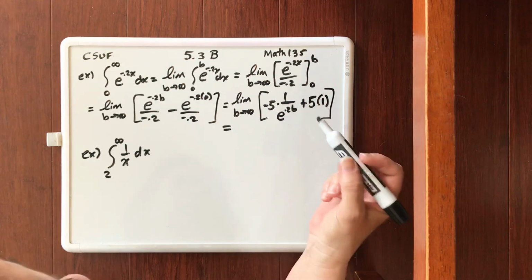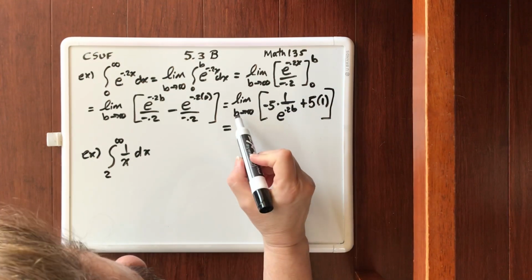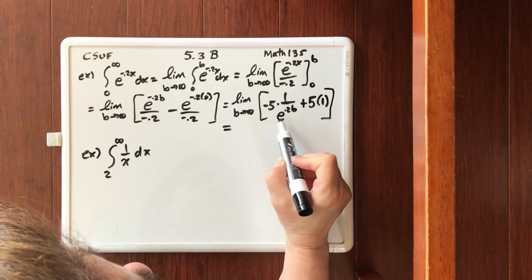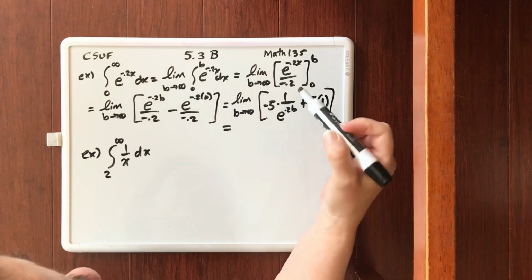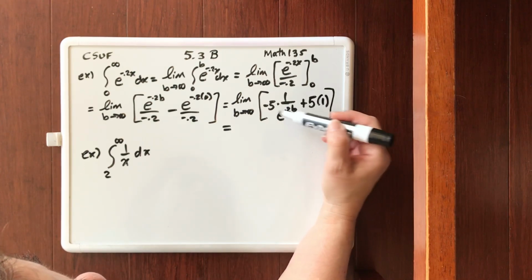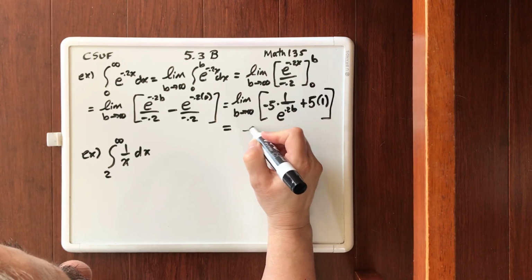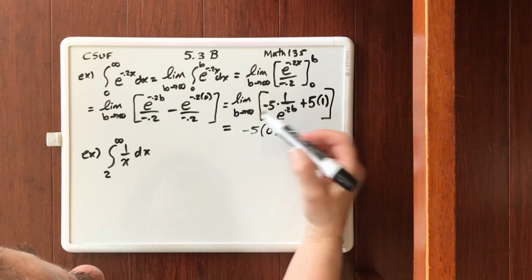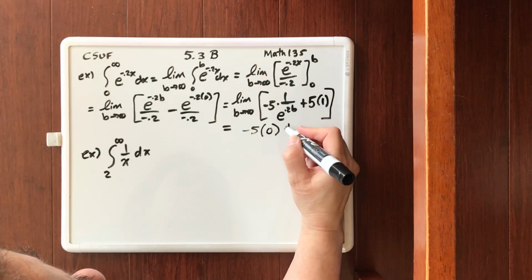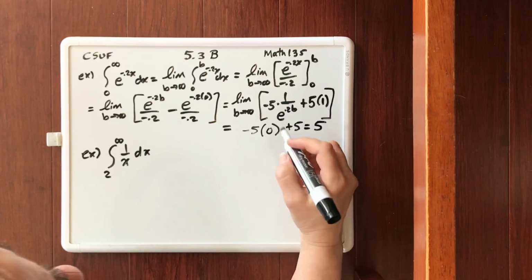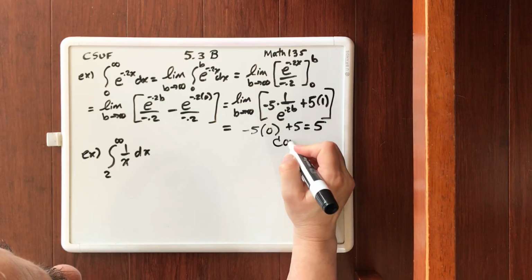So let's continue now. If b is approaching infinity, that means this number here becomes larger and larger and larger, which means this number becomes smaller and smaller heading towards 0, right? So we're left with negative 5 times 0. And the limit as b approaches infinity of a constant is just the constant plus 5, which equals 5. So this converges, we say it's convergent.